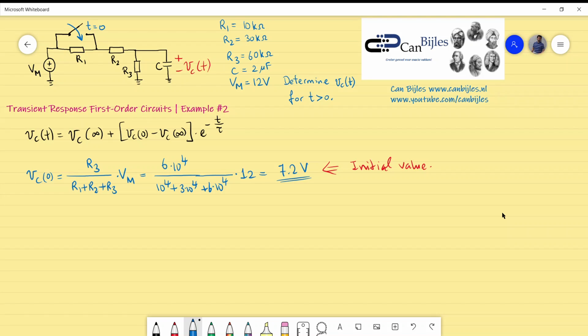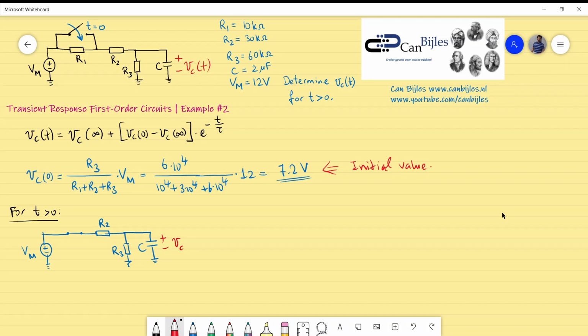Now in the new case, I will write down for t greater than 0, you get a new circuit, that's this one. So the R1 is gone, that's short-circuited. You get R2, you get R3, and you have the C in parallel. Okay, and again we have the capacitor voltage.